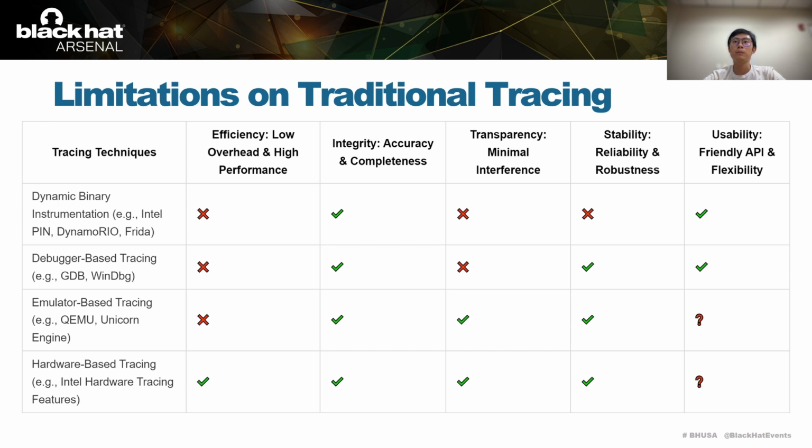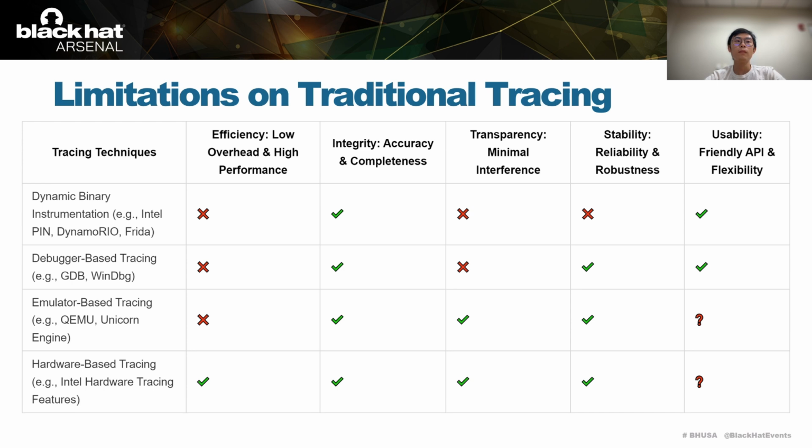And the next one is stability. It's also a cross, because FRIDA, for example, can't actually trace a very large program because of the internals of that technique, injecting different libraries into the binary. And the next one is usability. They're the most popular tracing techniques used by reverse engineers. So usability is definitely a check mark there.